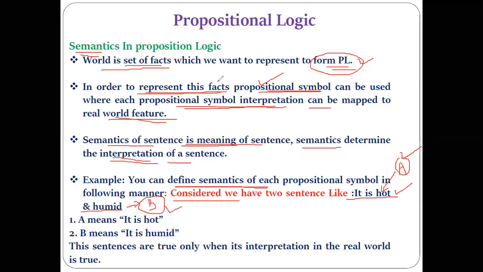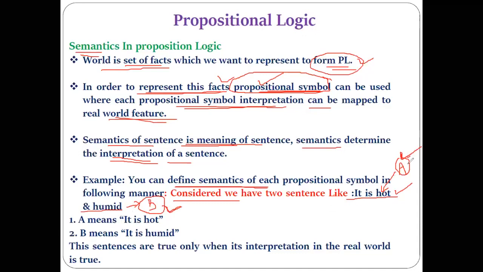Here I have written that in order to represent these real world facts, we are going to utilize propositional symbols. What kind of propositional symbols can we utilize? In yesterday's lecture we saw that from A to Z, any capital letter can be utilized as a propositional symbol. I am not talking about the connective; I am talking about the propositional symbols. So A is the propositional symbol representing the real world fact that it is hot, and B is another propositional symbol representing the fact that it is humid.